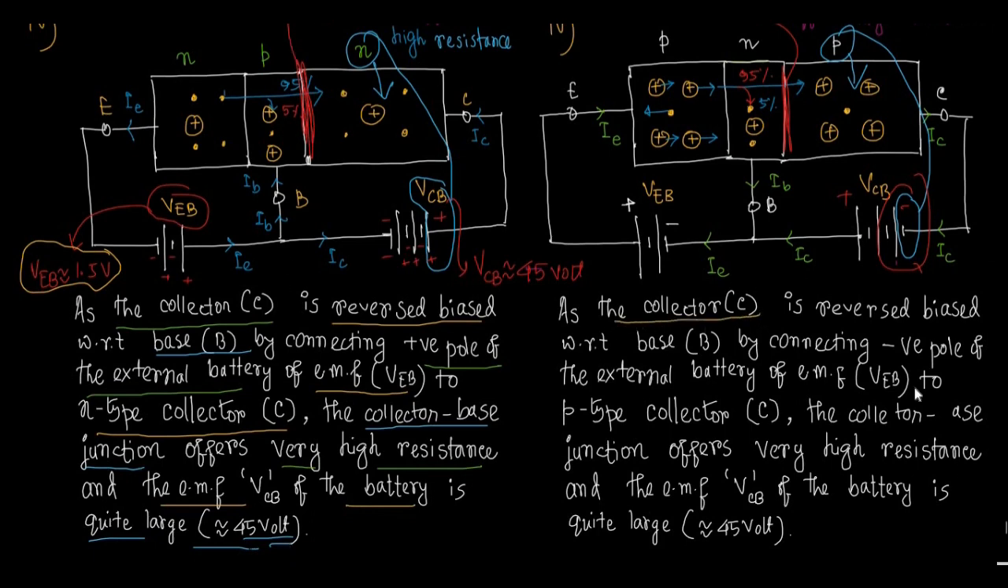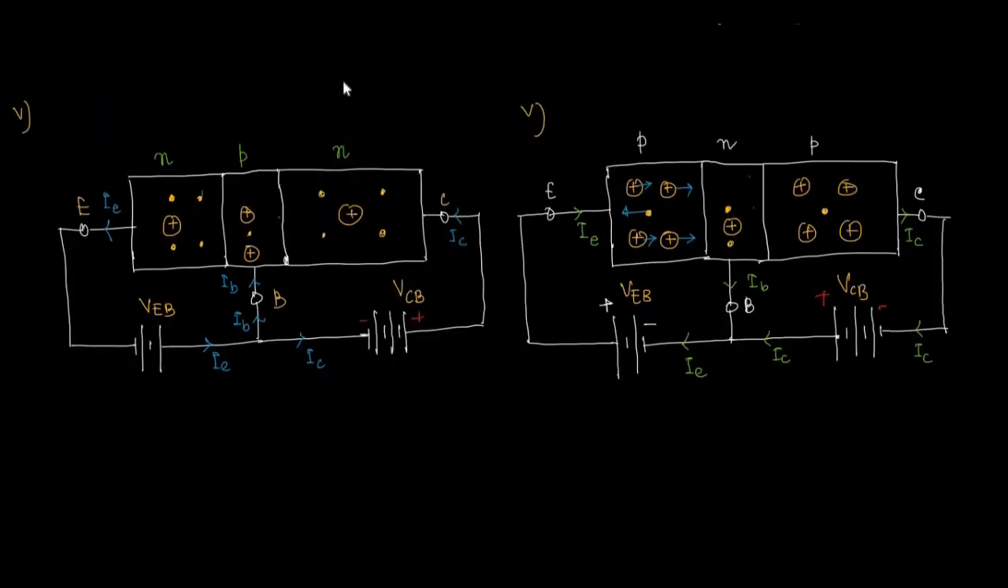On the right hand side, the collector C is reverse biased with respect to the base by connecting the negative pole of the external battery of EMF VCB to the p-type collector. The collector base junction offers very high resistance, and the EMF VCB of the battery is quite large, which is approximately equal to 45 volt.